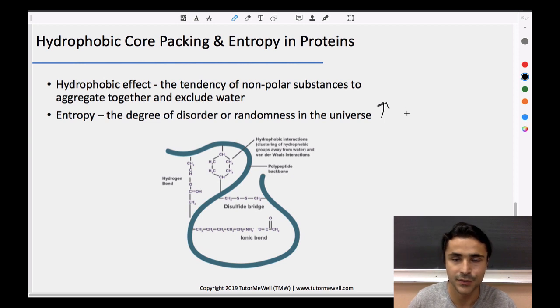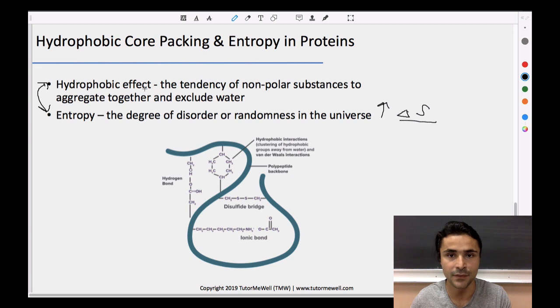And the change of entropy, if you remember the Gibbs equation from physical chemistry, change in entropy is shown with the delta S sign. You will often find that hydrophobic effect and entropy are tightly related in this course because whenever we have the nonpolar substances coming together, they exclude water, and exclusion of water always causes an increase in entropy. So if we look at this picture here, this is a protein.